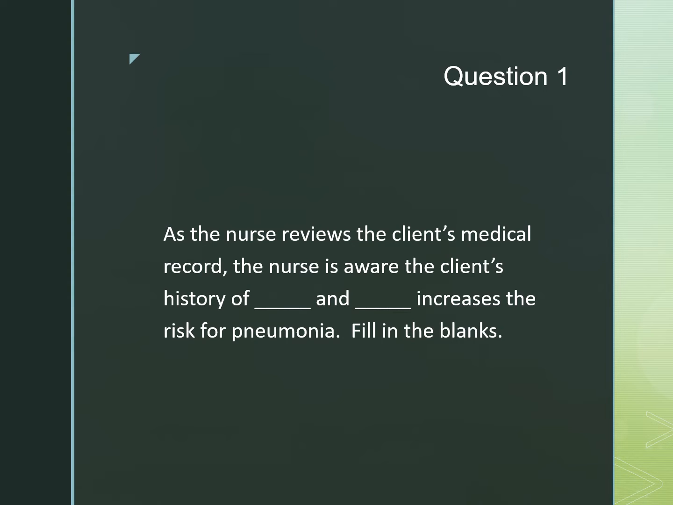Okay, so question number 1. As the nurse reviews the client's medical record, the nurse is aware that the client's history of what 2 things increases her risk for pneumonia? So fill in the blanks. This would be her smoking and her chronic bronchitis.